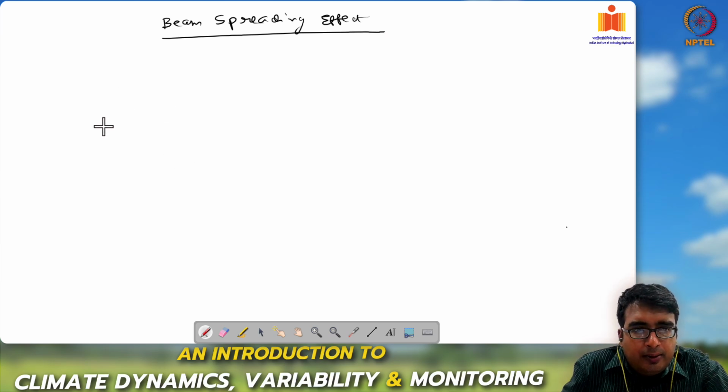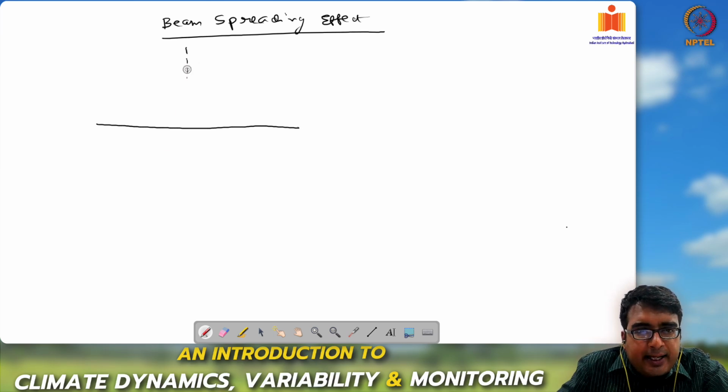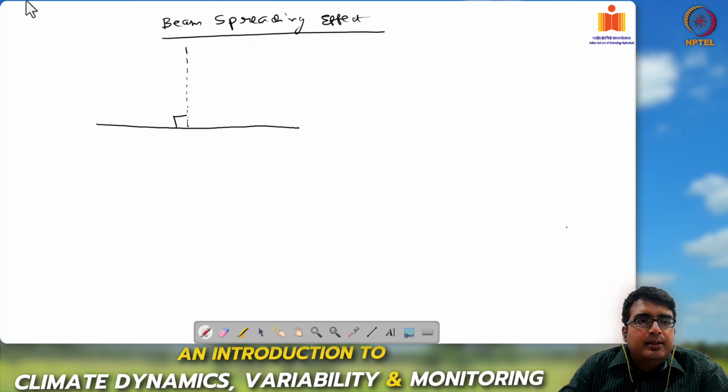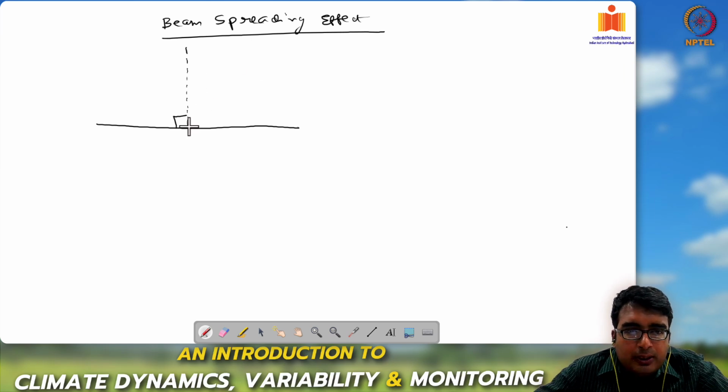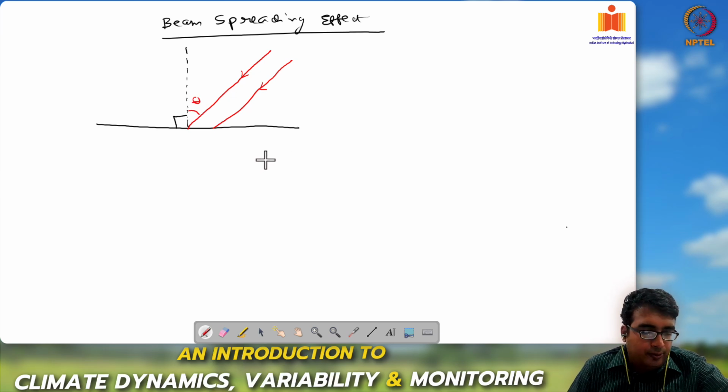So let us consider a ground, and this dotted line is the normal to the ground. Now the sun is at a certain angle theta with respect to the ground. The sun's rays, if you remember, come in parallel lines, at an angle theta with respect to the normal to the ground.